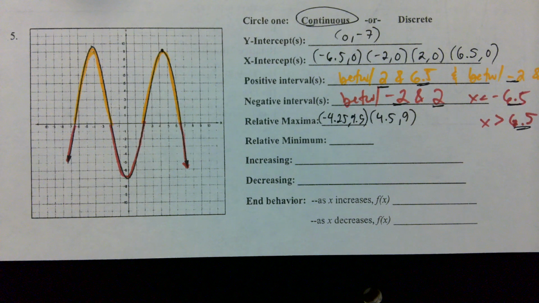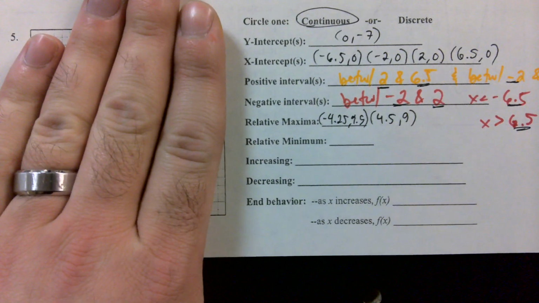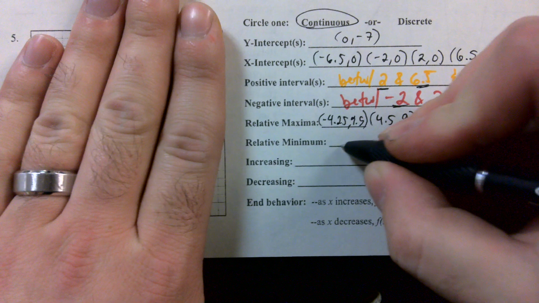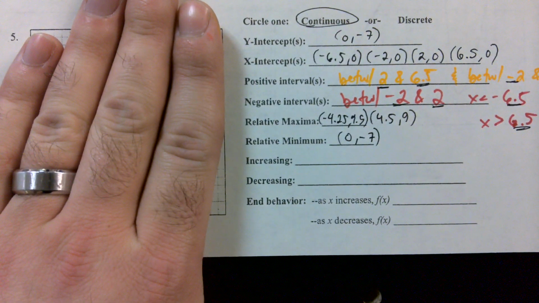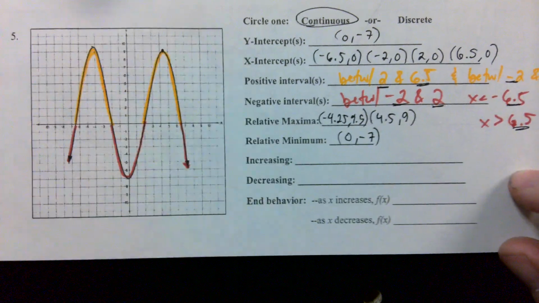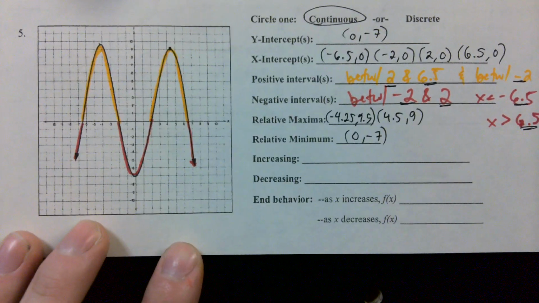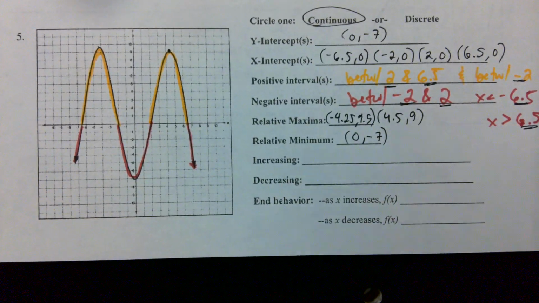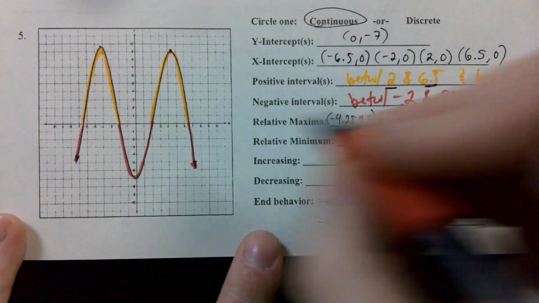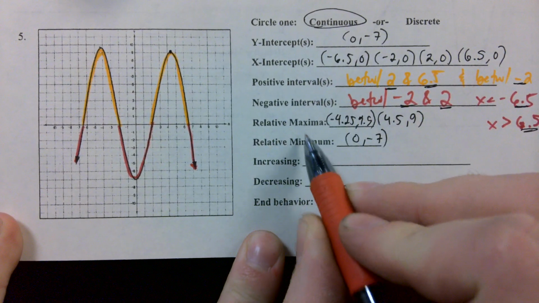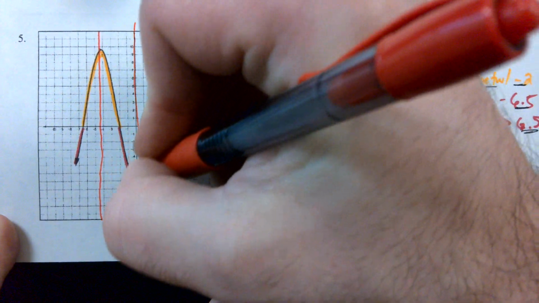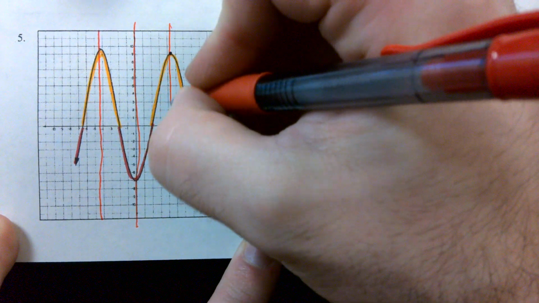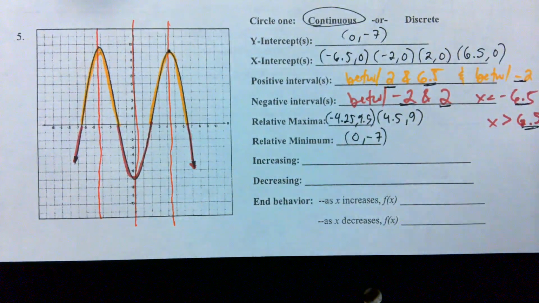Now I just want McDonald's. I can't even look at this. Okay. Where's my relative minimum? (0, -7). I'll trust you because I can't see it. Yep, right down there. So now my increasing, decreasing is going to be based on not my x-intercepts, but based on my max and my min. So I'm going to draw a line through my max, a line through my min, and a line through my other max.